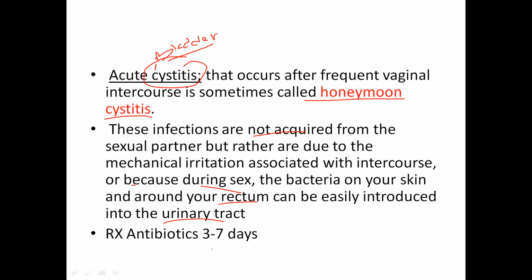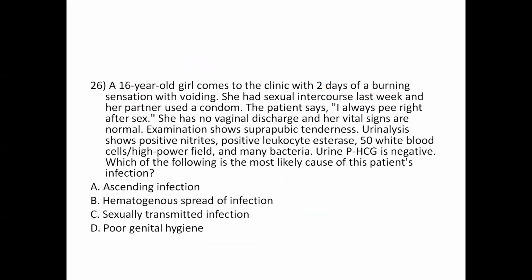So treatment is antibiotics for 3 to 7 days. So that means it is an ascending infection. You don't pass a urinary tract infection to your partner. This is not a sexually transmitted infection. So it is an ascending infection. So back to our question, it is an ascending infection.